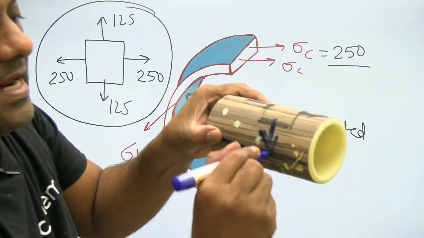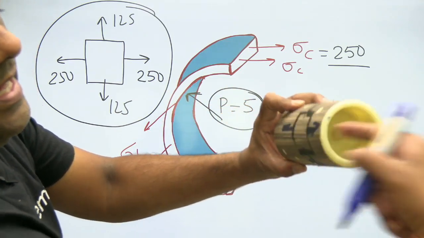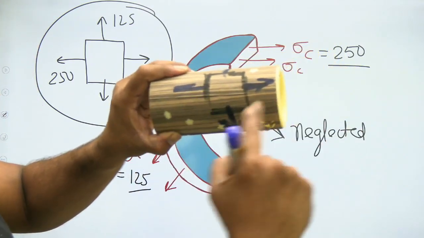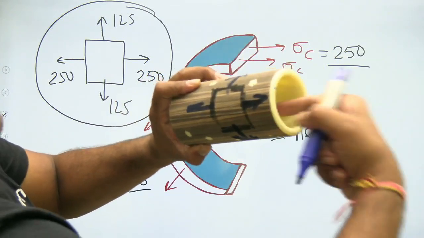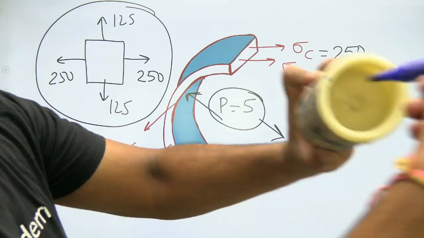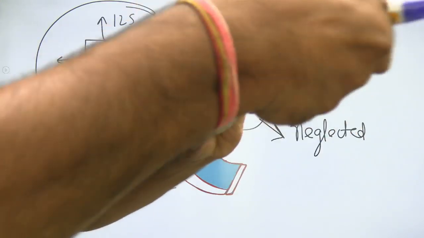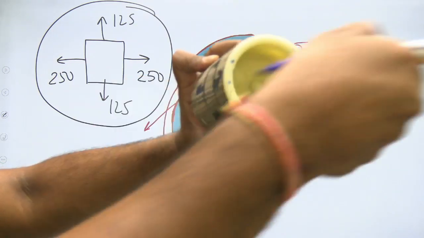So this is circumferential, and what is coming from inside is radial. This is x direction, this is y, and this is my z direction, the pressure inside. So radial is equal to pressure. That is very negligible. In this direction, p is negligible.